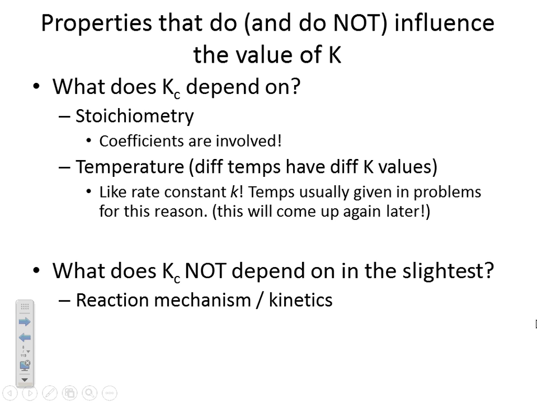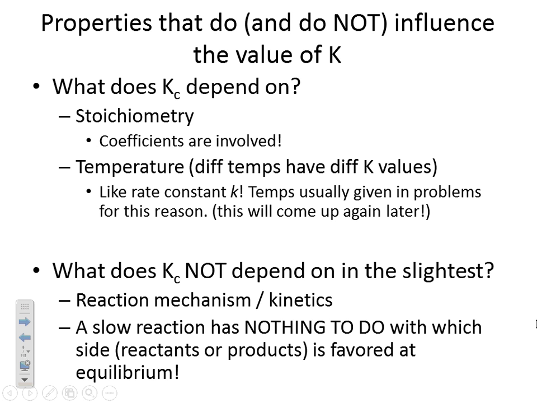What does Kc not depend on in the slightest, meaning what is absolutely not at all related to the value of Kc? Reaction mechanism or kinetics. Kc is not at all dependent on how fast or how slow your reaction is, and that's a huge, huge thing to understand. Equilibrium does not care how long it took to get to equilibrium. No, no, no. It could have taken 2 seconds to get to equilibrium. It could have taken 2,000 years to get to equilibrium. But Kc doesn't care. It's just like, at equilibrium, what does this system look like?